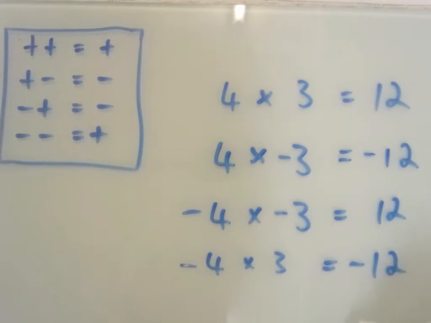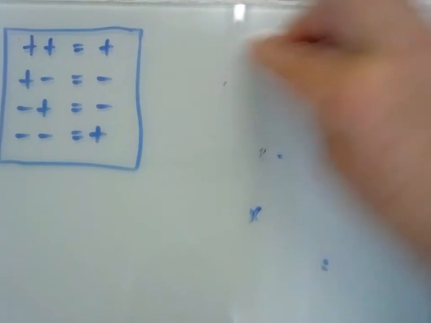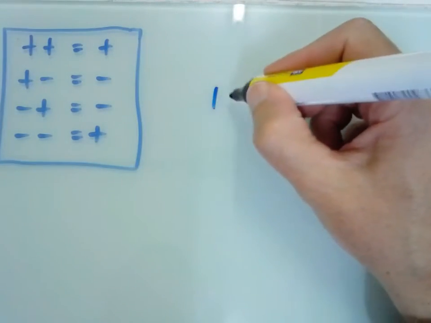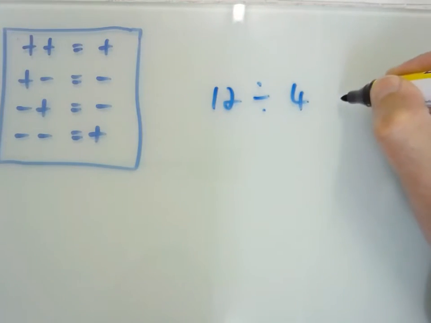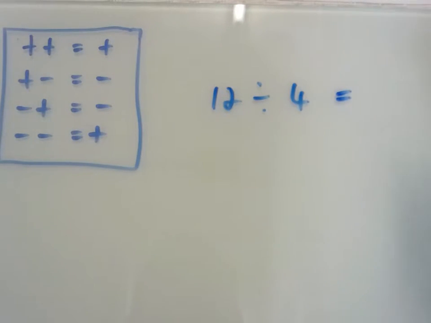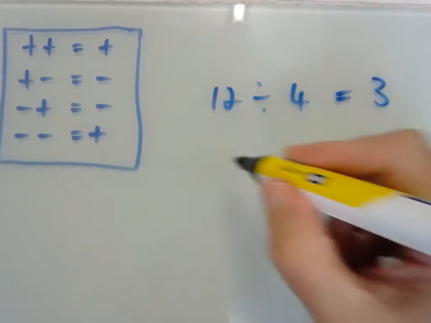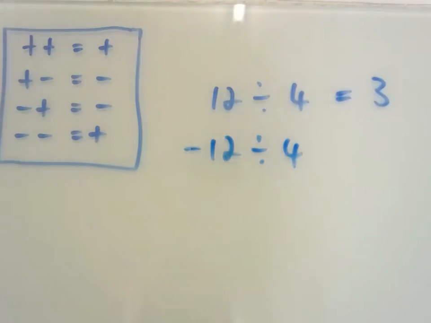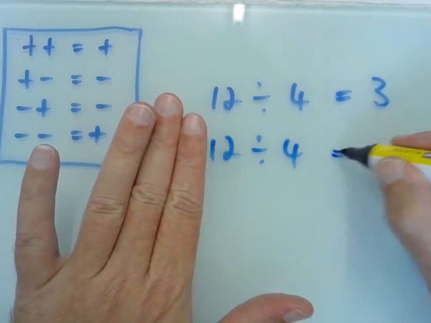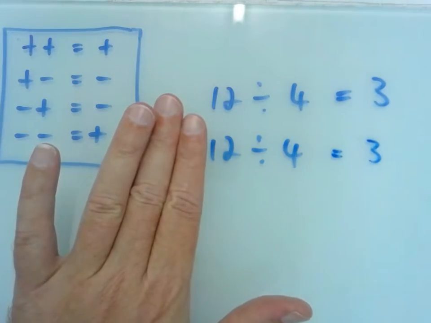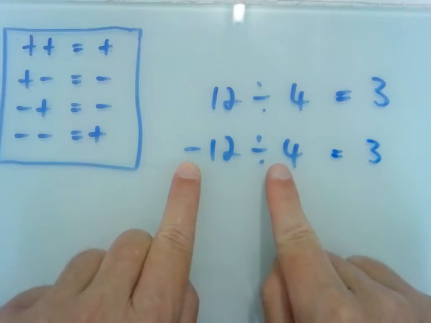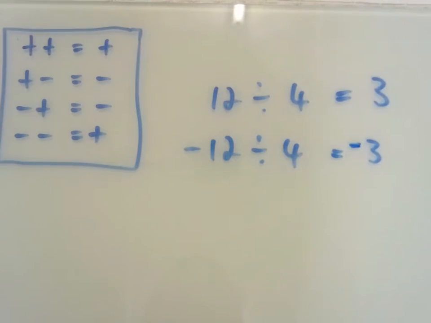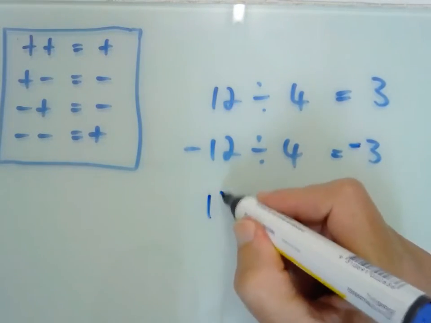And did you know what? Division is just the same. Did you like 4 and 3? Let's do it again. How many 4s go into 12? 3. What would happen if the 12 was negative? We're going to cover it up. 12 divided by 4 is 3. Uncover it. We've got a negative and a positive. A negative and a positive makes a negative. That was pretty hard.